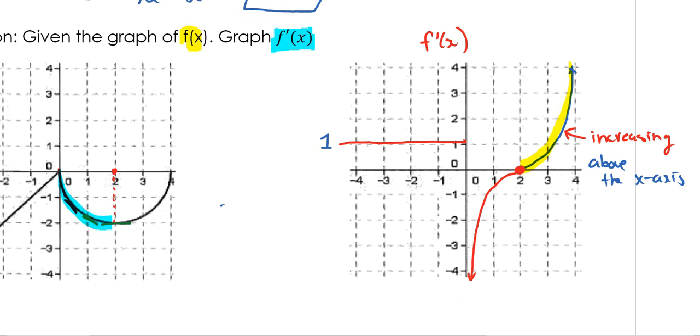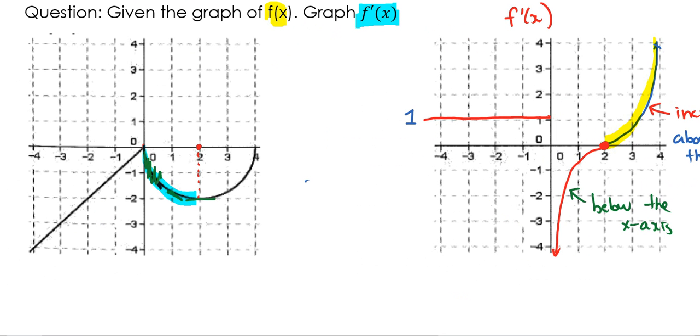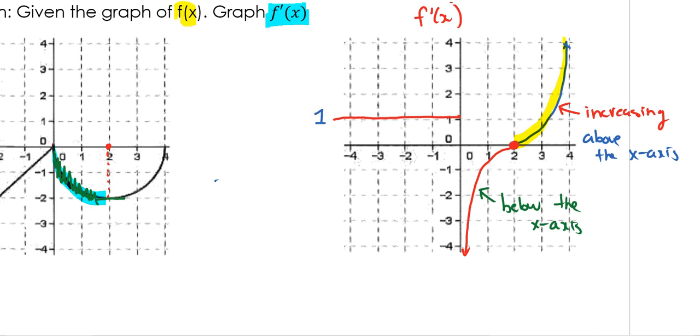So this right here is below the x-axis, and that's simply because the slope over here is all negative. All right, so if your slope is negative, your derivative should be below the x-axis.